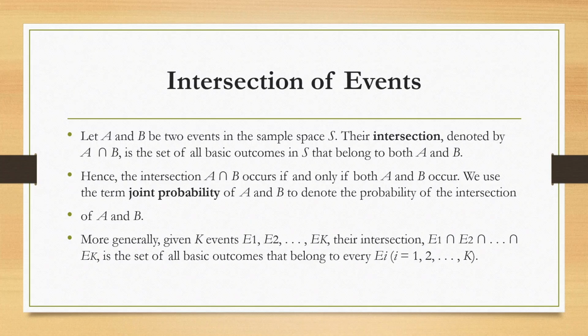But also we can have general cases. For example, given k events, E1, E2, and so on, Ek, their intersection, E1 intersects E2, intersects E3, and so on, intersects Ek, is a set of all basic outcomes that belong to every Ei, where i goes from 1 to k.